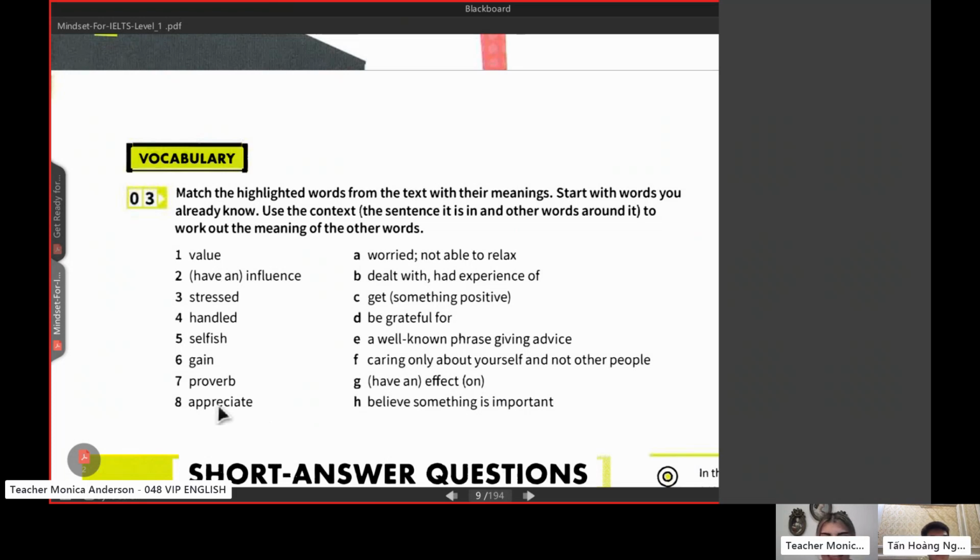Appreciate. D. It means D, of course, be grateful, be thankful for. And we have value. It means you believe something is important. It means you value it. Okay, so this is about vocabulary.